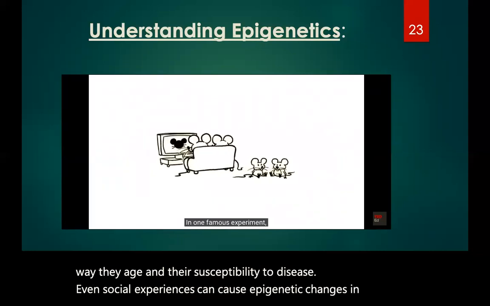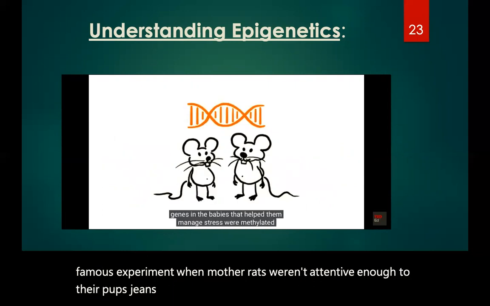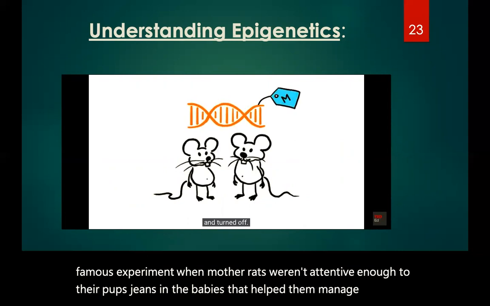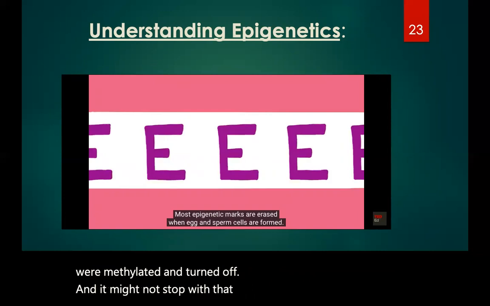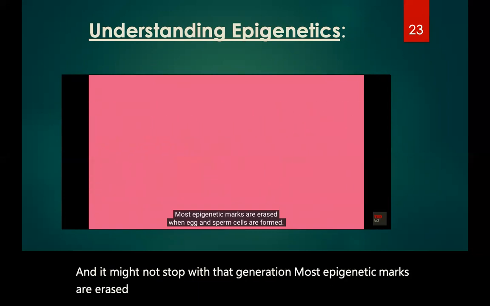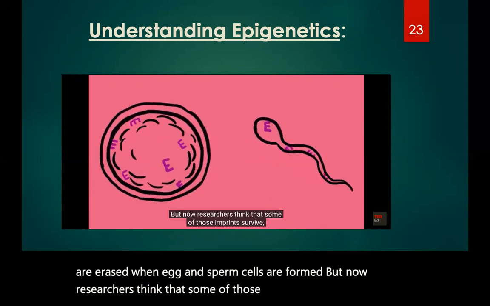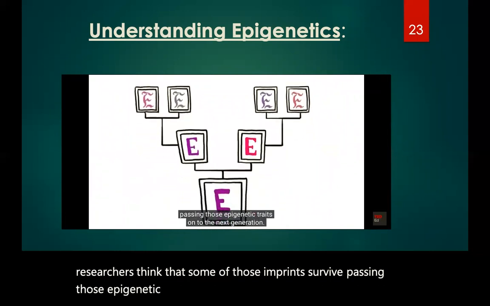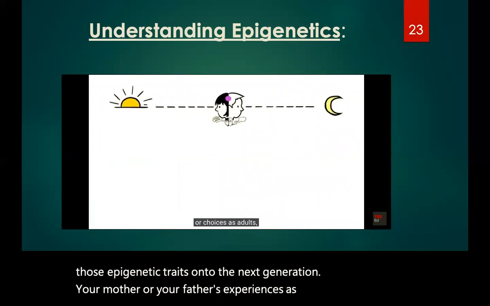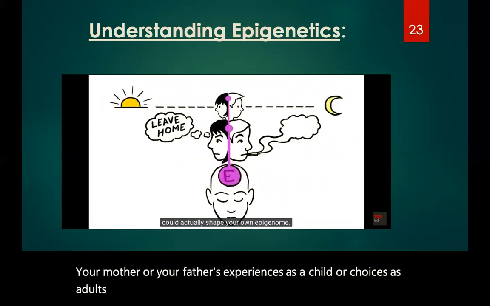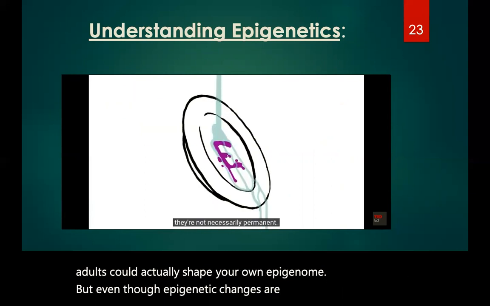In one famous experiment, when mother rats weren't attentive enough to their pups, genes in the babies that help them manage stress were methylated and turned off. And it might not stop with that generation. Most epigenetic marks are erased when egg and sperm cells are formed. But now, researchers think that some of those imprints survive, passing those epigenetic traits on to the next generation. Your mother's or your father's experiences as a child or choices as adults could actually shape your own epigenome. But even though epigenetic changes are sticky, they're not necessarily permanent.